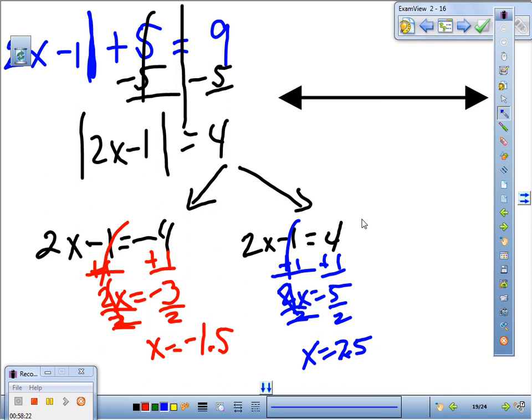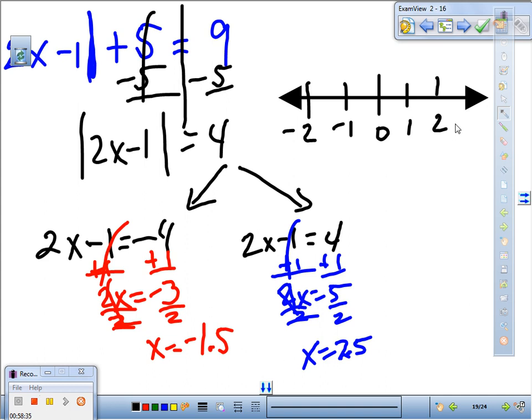Since it's an equation, we don't need to shade. We just need to plot. Here it goes. Here's 0. Here's negative 1, negative 2, 1, 2, 3. So the solution for this one is negative 1.5, which is right there. The solution for this one is 2.5, which is right there. That's all we do for equations.